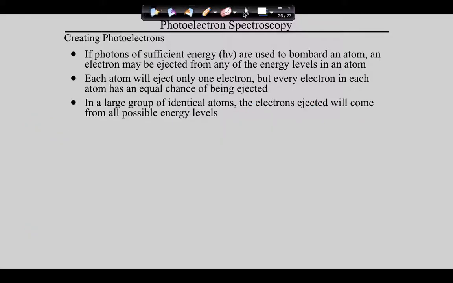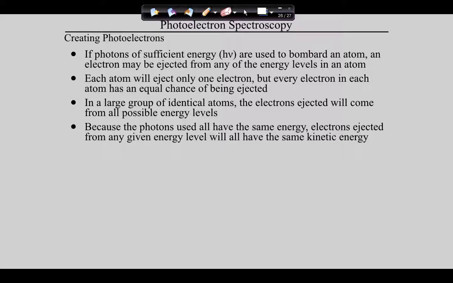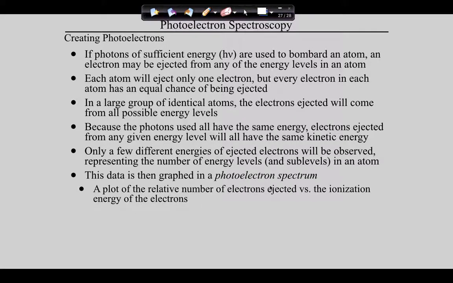So guys, moving along then as we get into this, what we're going to find out is that these electrons that come out of the same energy level will have the same kinetic energy, but that energy will not be the same for electrons that come out of other energy levels. So guys, I think we're at the point where we can now start drawing pictures. So this data then leads to what are called photoelectron spectra. And this is what they look like.